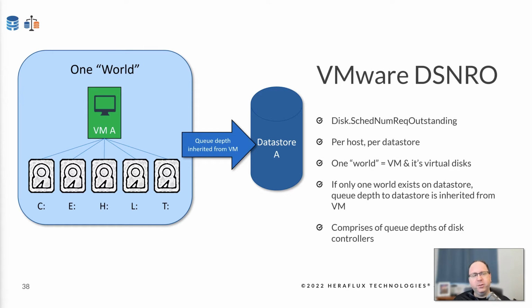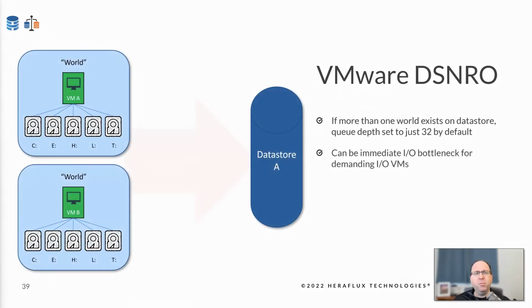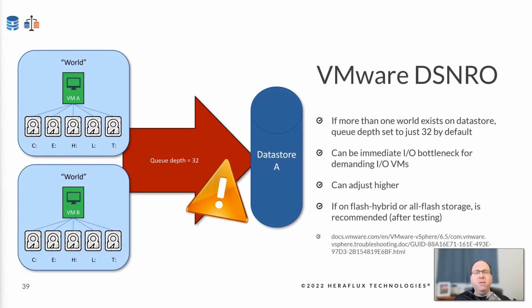Now, here's the challenge. How rare is it for us to actually deploy a single VM on a data store? Most of the time, we have larger shared data stores. This is where this gets into challenges. If we have more than one world on a data store, the default queue depth from that host to that data store drops to a value of just 32. That's terrible. That's absolutely too low for any of the kinds of storage you're going to be running today, especially if you're on all-flash or flash hybrid or NVMe storage.